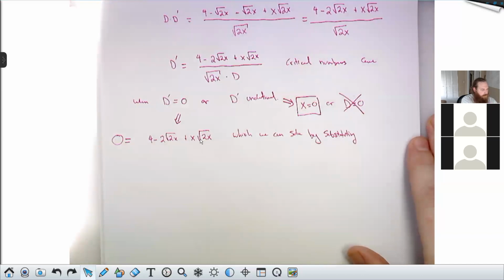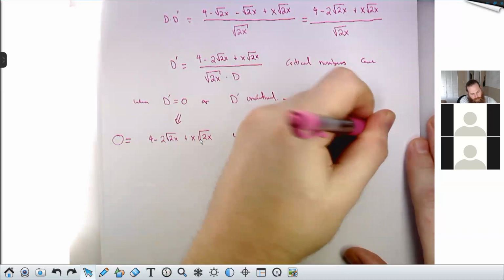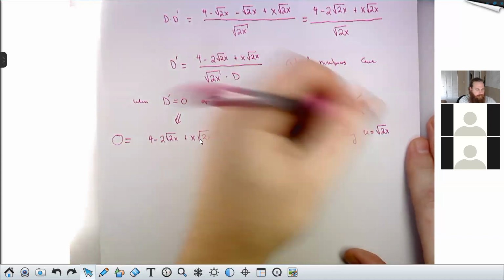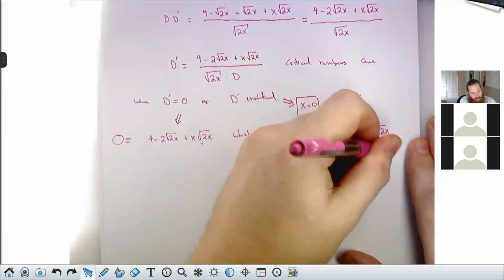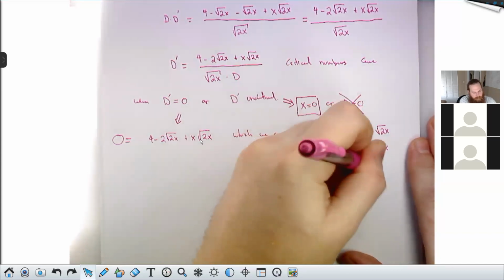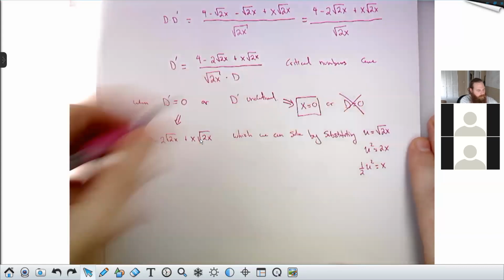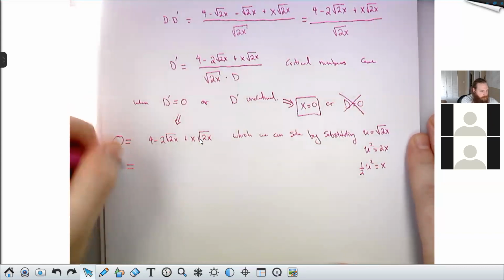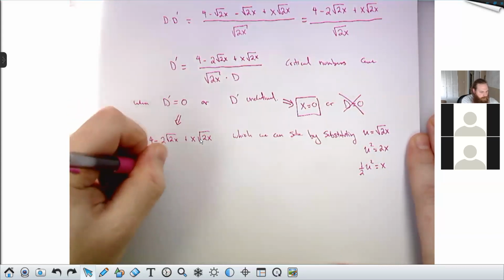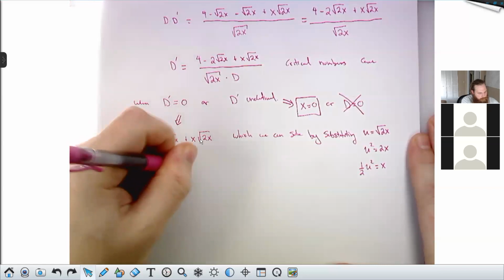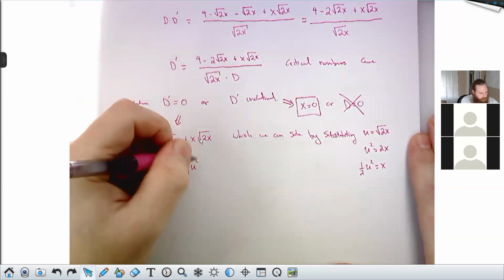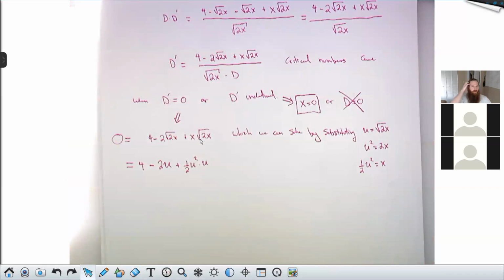If I substitute u as the square root of 2x, then u squared is 2x, or 1/2 u squared is x. So this is the same as saying 0 equals 4 minus 2u plus 1/2 u squared times u. And this now at least is a polynomial equation we can hope to solve.